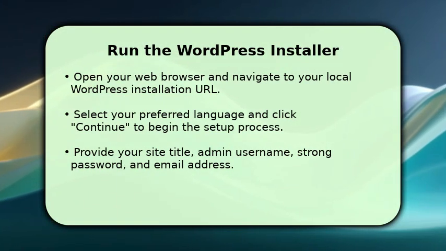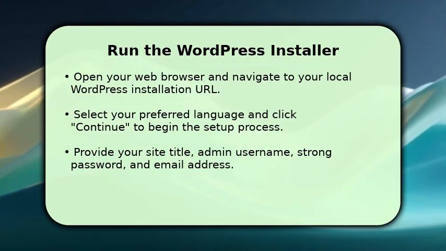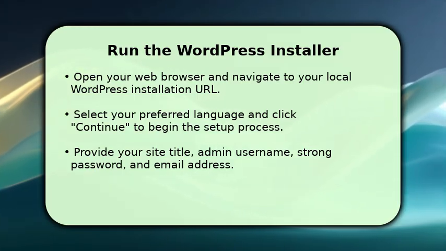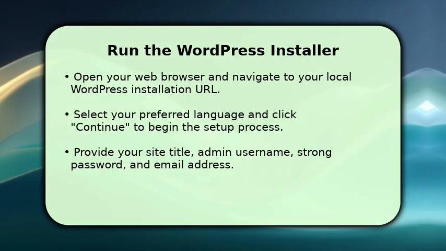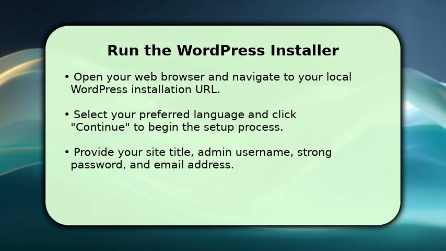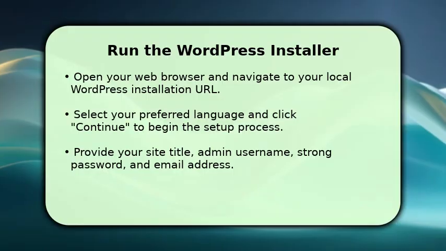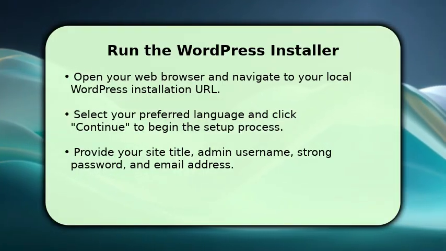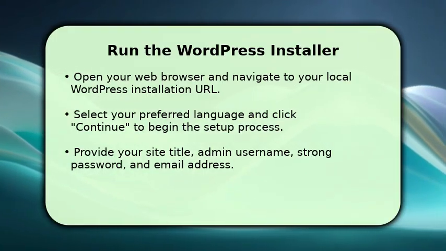Now, open your web browser and type in the URL for your local WordPress site, typically http://localhost/ your WordPress folder name. This will launch the WordPress installation wizard. Choose your desired language from the drop-down menu and click the Continue button.